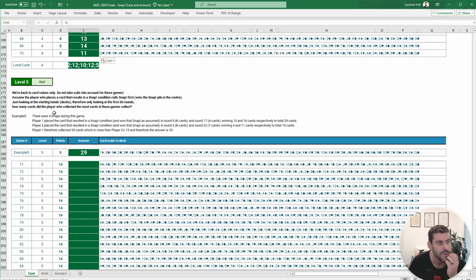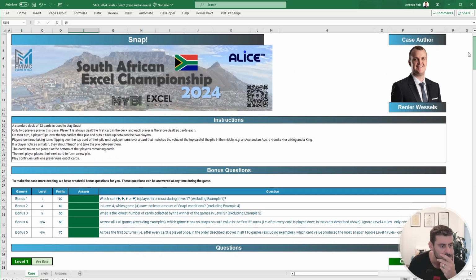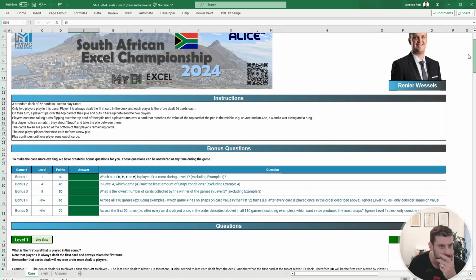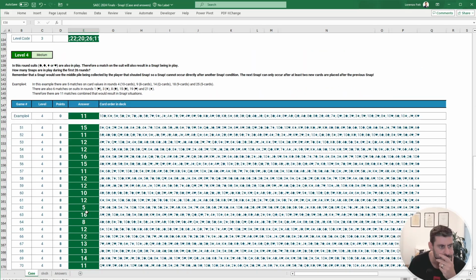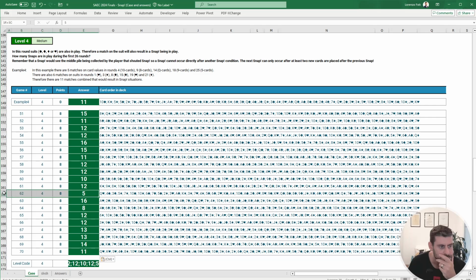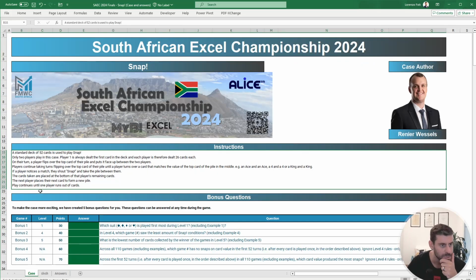Level 5, we're back to card values only. Oh, you do not take suits into account. Is there a bonus question with the suits? Which case has the least amount of snap conditions? Game 62.